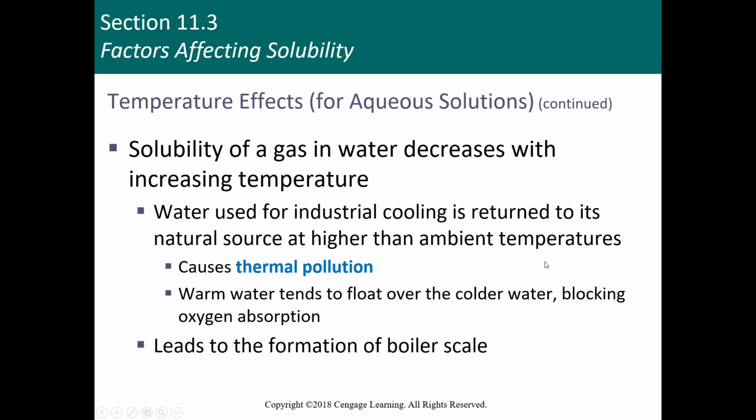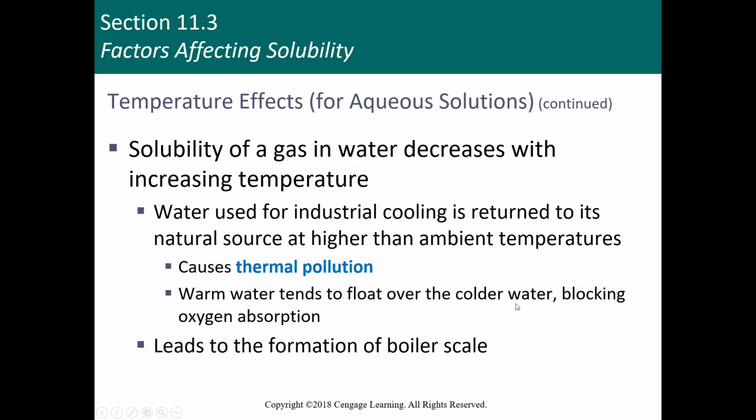So the solubility of gas in water decreases with increased temperature. Water used for industrial cooling is going to be returned to the natural source at a higher than ambient temperature because it will have been warmed due to the fact that it was used for various different industrial processes. This is actually referred to as thermal pollution, and what happens is that warm water tends to float over the cooler water. This will block oxygen absorption.